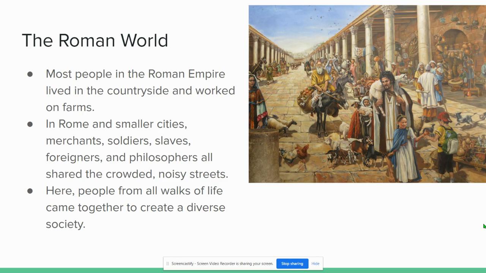In Rome and in other smaller cities, you have merchants, soldiers, slaves, foreigners, philosophers, all sharing these crowded, noisy streets. So you can imagine the amount of cultural mixture that you're witnessing in an area like Rome. Here, people from all walks of life had come together to create this very diverse society.